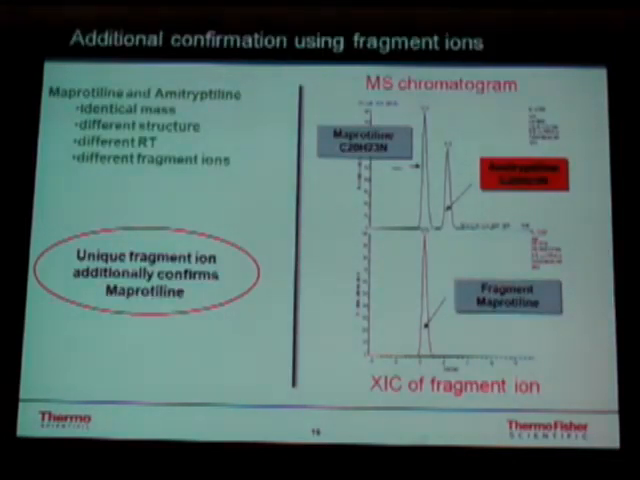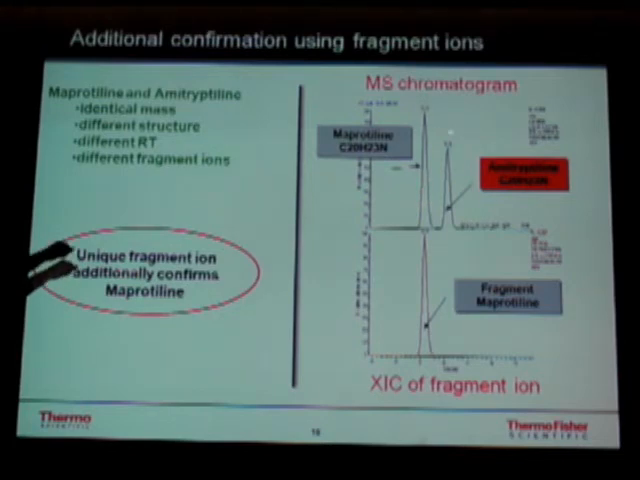Now this is an example of two drugs, meproptyline and amitriptyline. They have identical mass, identical in terms of nominal isobaric masses. They have slightly different structure. They look at different retention time, but pretty close. But they have different fragment ions.